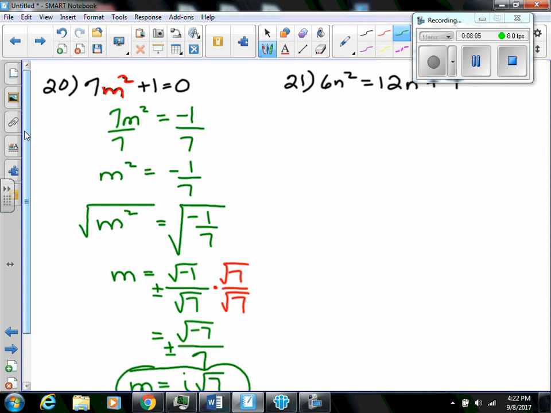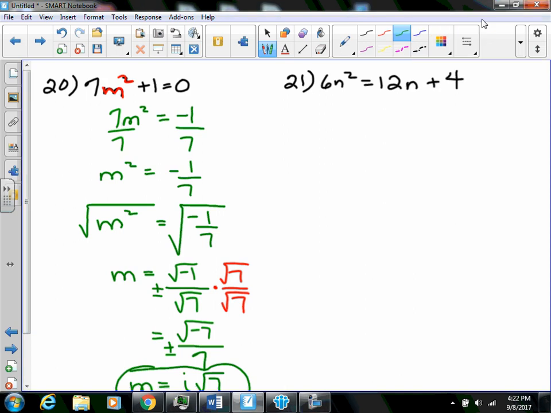All right, let's look at our number 21. Now again, number 21 is not in standard form. If it's not in standard form, you need to put it in standard form. So to put it in standard form, I'm going to start off by subtracting that 12n and subtracting the 4. The reason I'm doing that, because I know some of you say, well, if I just move the 6n squared, I only have to move one thing. Well, as much as possible, you always want to try to leave your leading coefficient as a positive number. So since my leading coefficient is this 6 and it's a positive, I'm not moving it. I'm going to leave it where it is, and I'll just subtract the 12n and the 4.